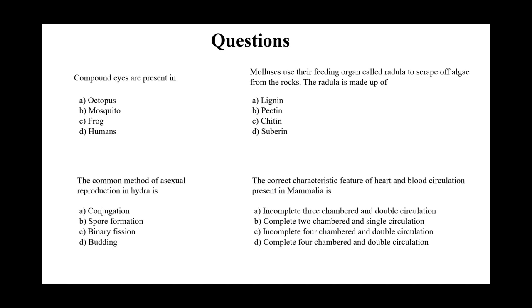So I hope you got that right. So the compound eyes in mosquitoes are actually a form of ommatidia, which helps them with peripheral vision. All these four are actually methods of asexual reproduction.